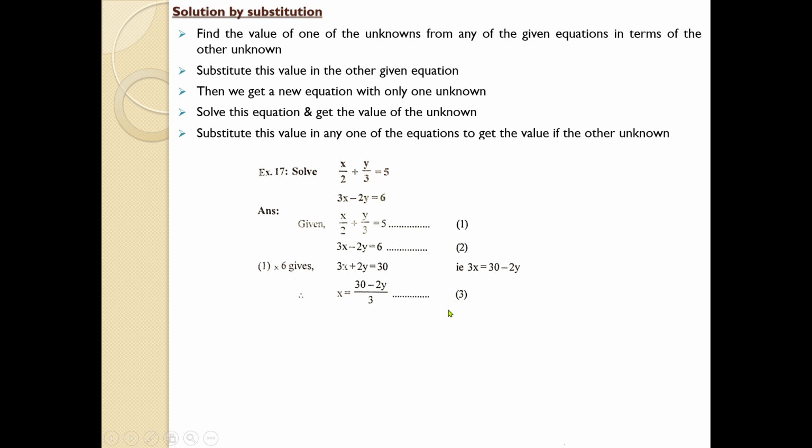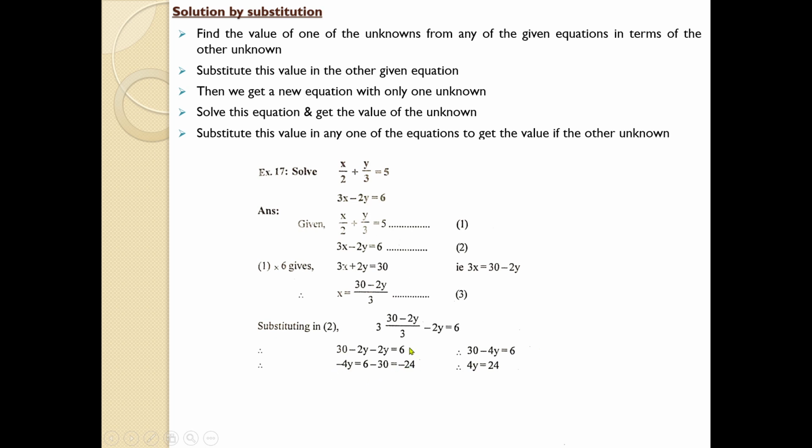Now we can substitute this third equation in the second one. So substituting in the second equation, it will be 3x minus 2y equal to 6. Instead of x, we can write 3 into 30 minus 2y by 3 minus 2y equal to 6. By solving that, you will get this 3 and this 3 cancelled. So now 30 minus 2y minus 2y equal to 6, which can be written as 30 minus 4y equal to 6, which can be solved as minus 4y equal to 6 minus 30, 6 minus 30 is minus 24, finally 4y equal to 24.